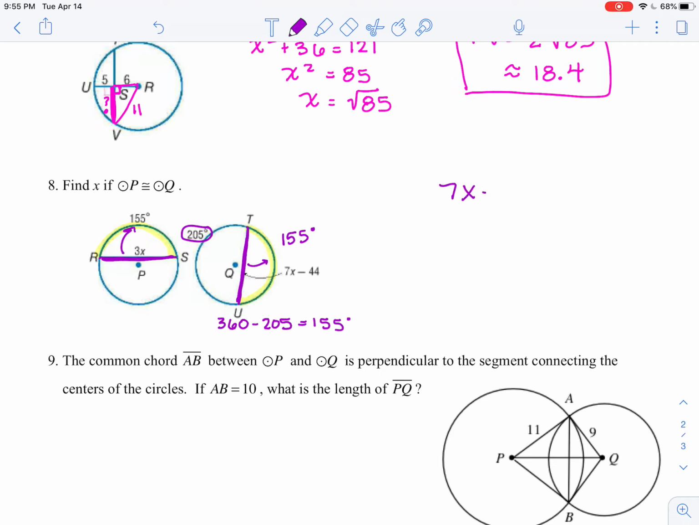So 7x minus 44 must equal 3x. So 4x should equal 44, and x should be 11.